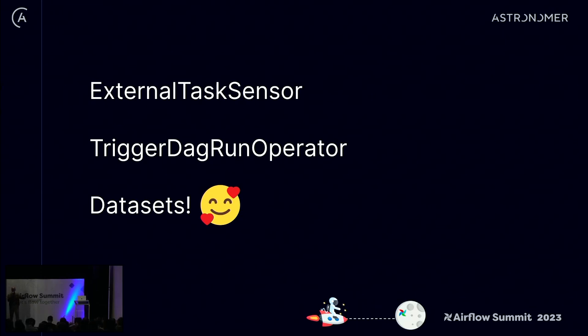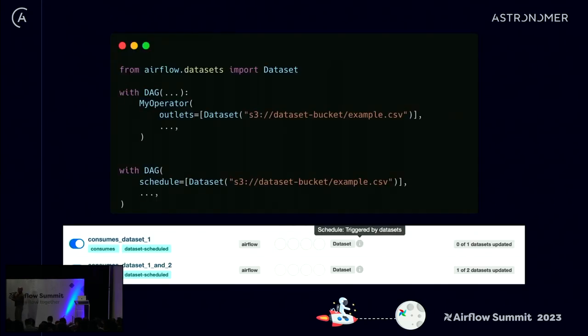So think of a dataset as a way to represent your data, like a table or a file and so on. And just like that, you are able to create dependencies between your DAGs based on data updates. So for example here, my operator, which is a task, updates the following dataset, example CSV, that triggers the second DAG that you see at the bottom because it is scheduled on that file.